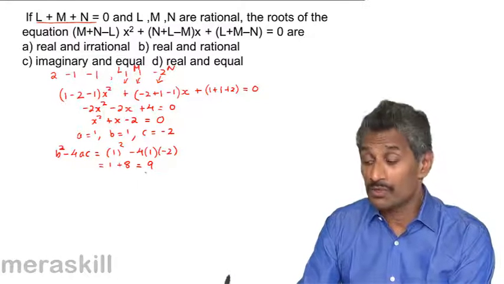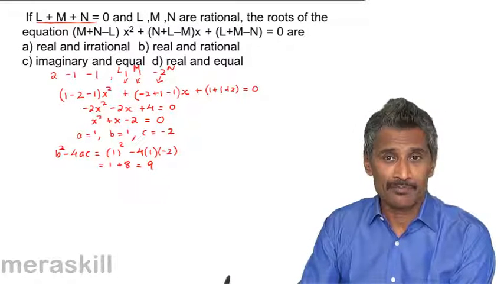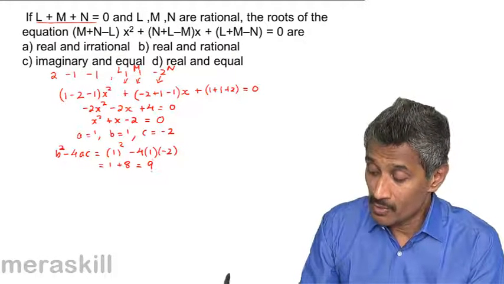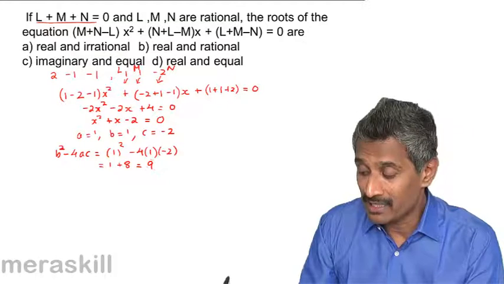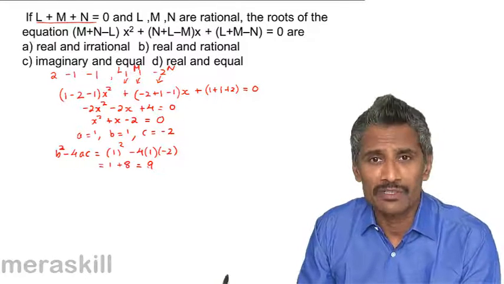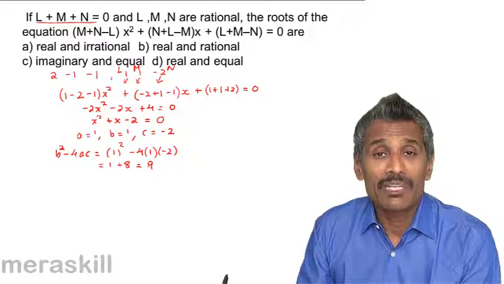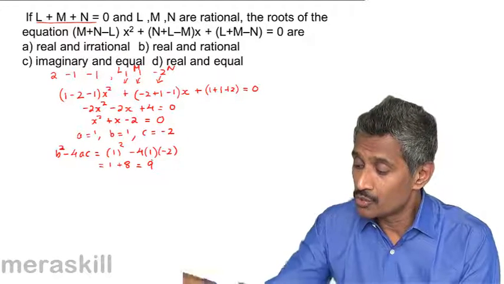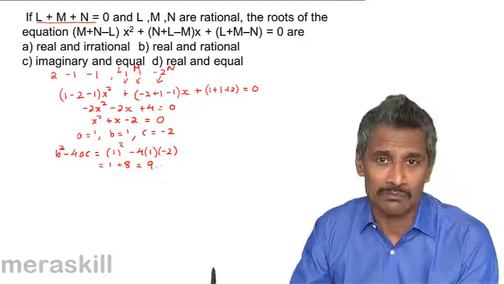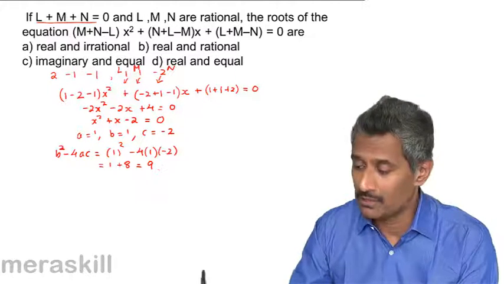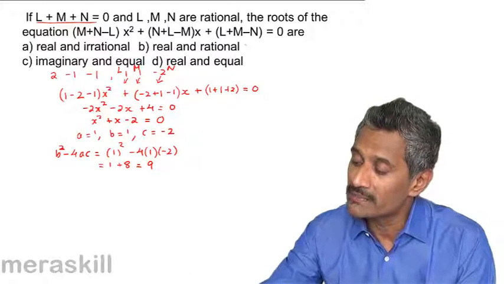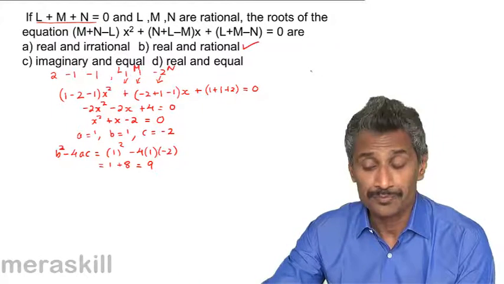But remember, we have to check. The moment you get positive, is it a perfect square or not a perfect square? So it is a positive number and a perfect square. So the roots are definitely unequal, but they will be real, unequal and rational. So the roots have to be rational numbers, real and rational numbers.